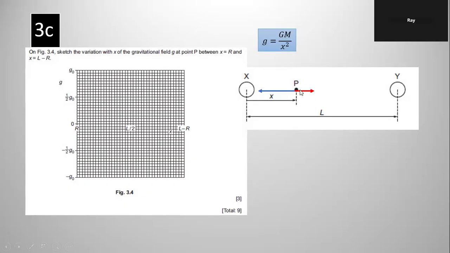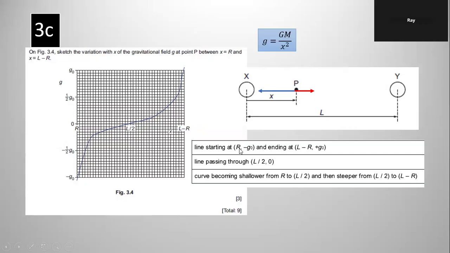Okay, the gravitational field is in different directions. X would be the blue one, Y will be the red one. So you can see that at the middle point, because both of them have the same mass, there will be 0. And then in that distance there, the gravitational field due to X is greater than due to Y. So it should look something like that.